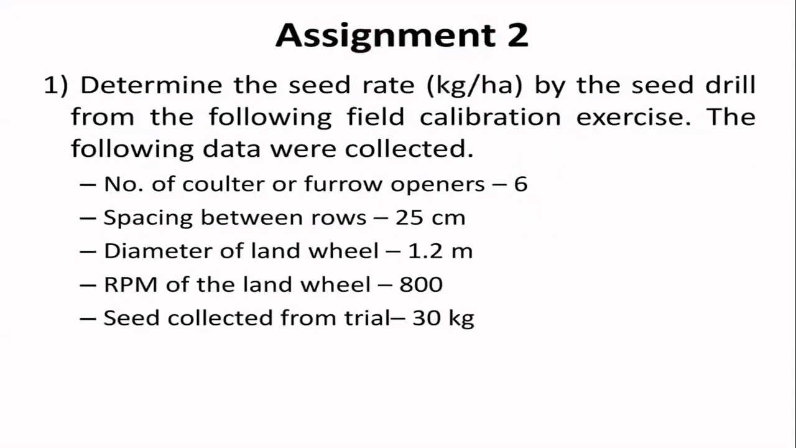So the next one, determine the seed rate of the seed drill from the following field calibration exercise. The following data were collected. Actually, you will take 30 kilogram per minute because RPM is per minute. So for the 800 rotation, 30 kilogram will be received. For 800 rotation, they will collect 30 kilogram of seeds. So no need of minute or hour or whatever, 30 kilogram, this is enough data.